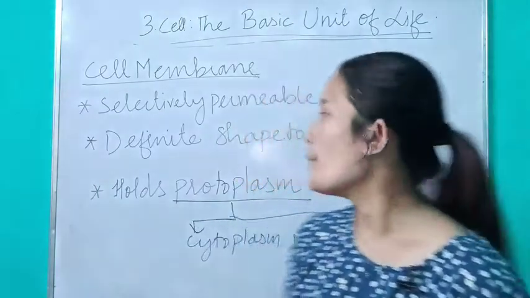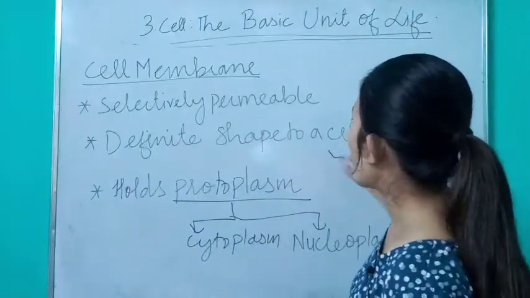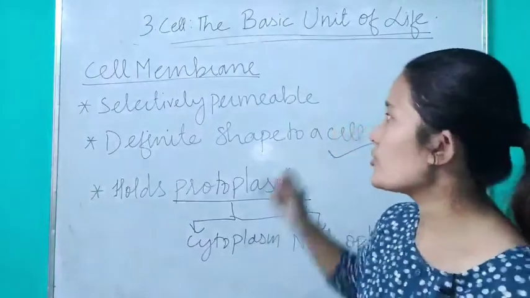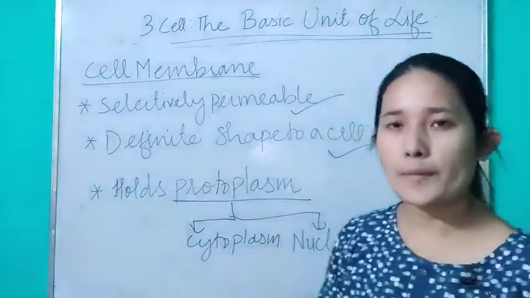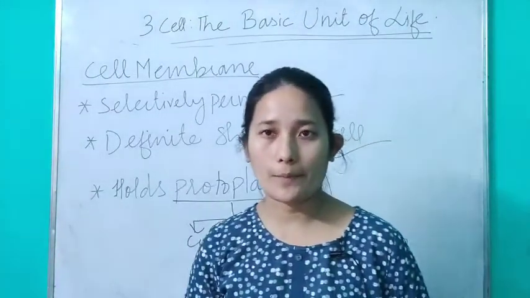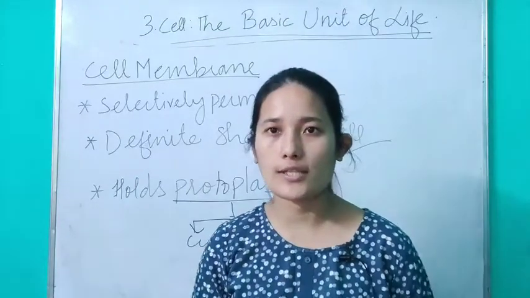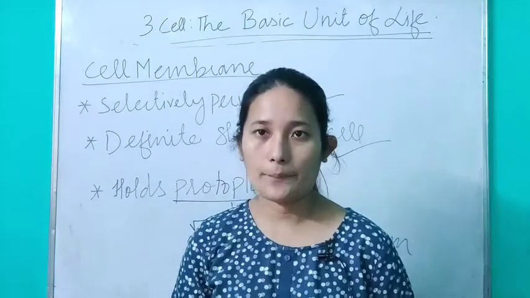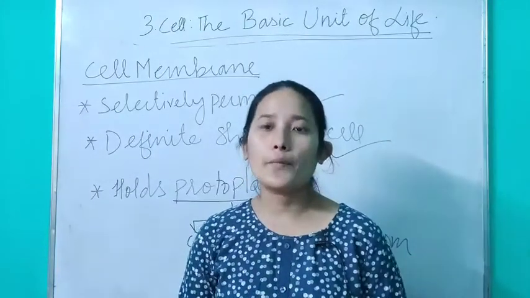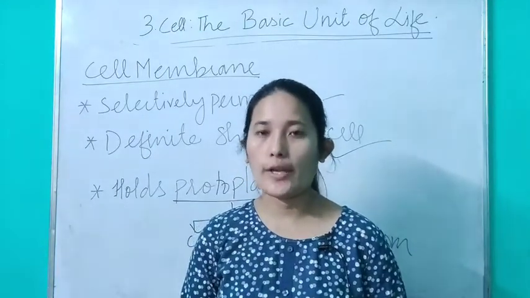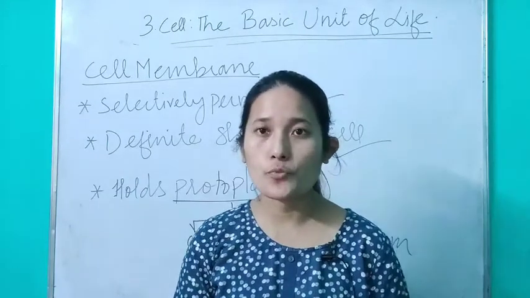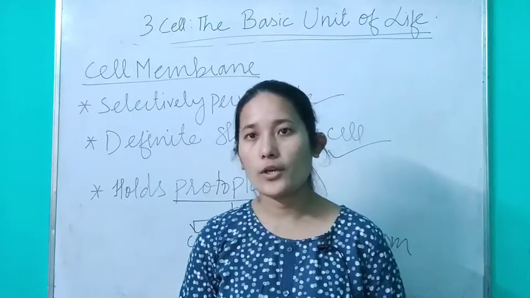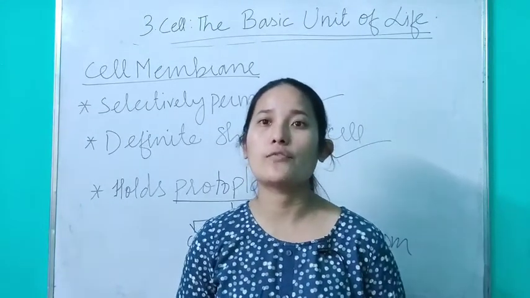Your cell membrane also provides a definite shape to the cell. And your cell membrane is selectively permeable. Selectively permeable means it does not allow everything to enter. It is very selective towards the material that's entering the cell. And this cell membrane is a living structure, whereas your cell wall, the outermost membrane of a plant cell, is a non-living structure. So that's all about the function of a cell membrane.